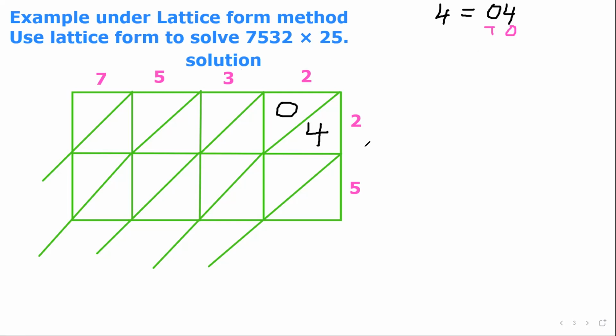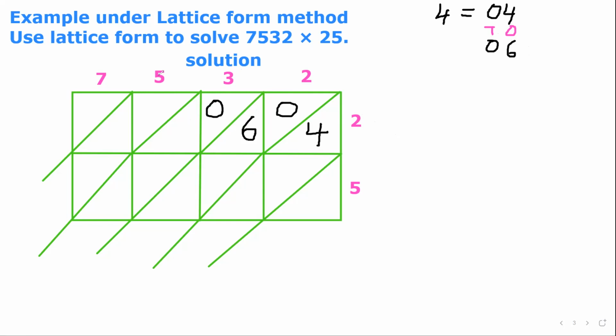Now 2 times 3 is 6. So the 6 will be 06. So the tens is 0 and the ones is what? Is 6. You write it here. Okay, always keep in mind the positions: one represents the tens, the other represents the ones.